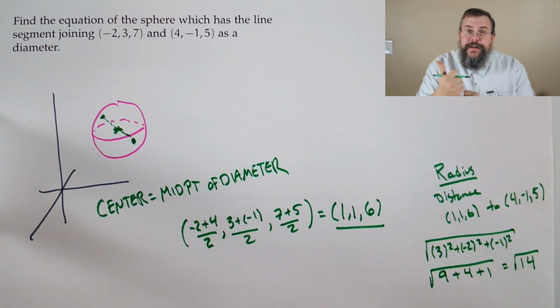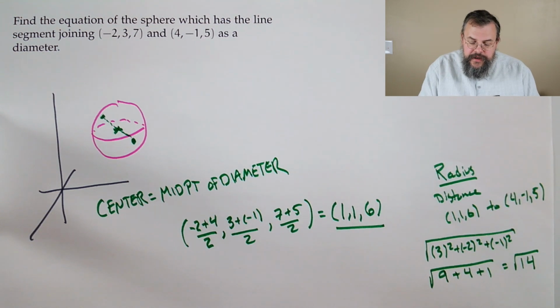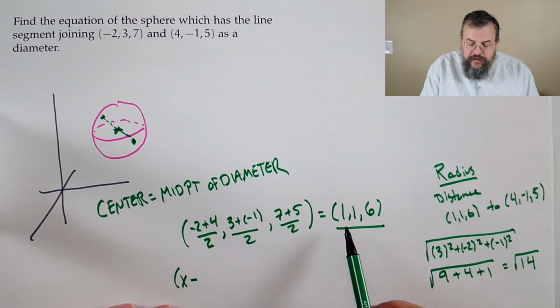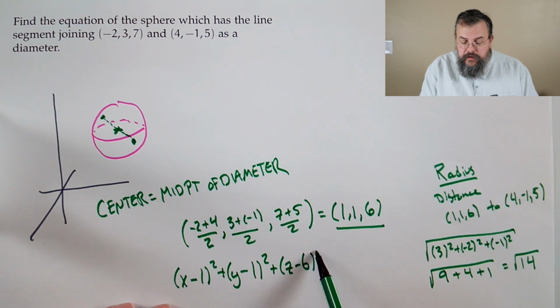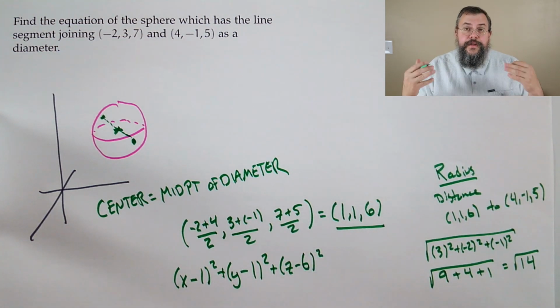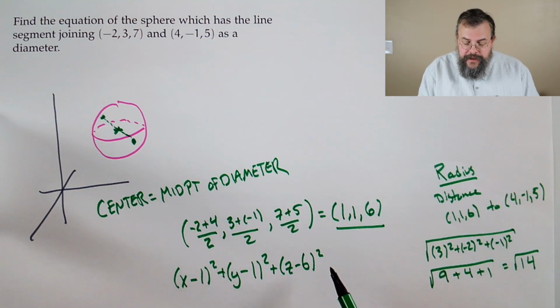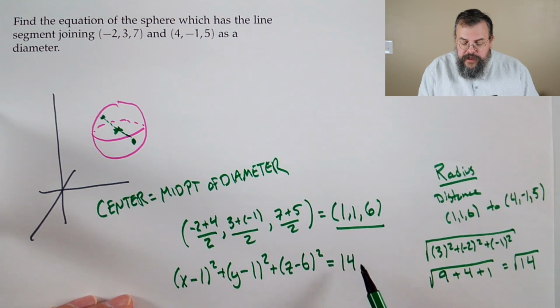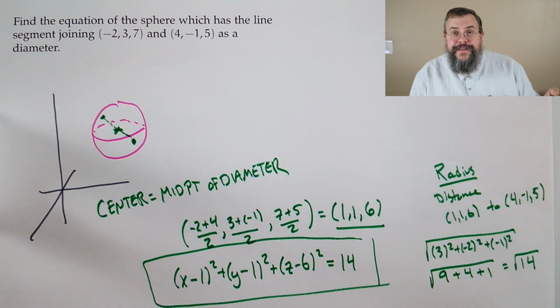All right, so that's our radius. Now we have our center, we have our radius. Life is good. And we can write down our formula and be done. So what's our formula? It's x minus our x coordinate of our center, so (x minus 1) squared, plus (y minus the y coordinate) squared, plus (z minus the z coordinate) squared is equal to the radius squared. Well, our radius is the square root of 14. If you square that, we'll end up with 14. And that's it. That's the answer. We're done.